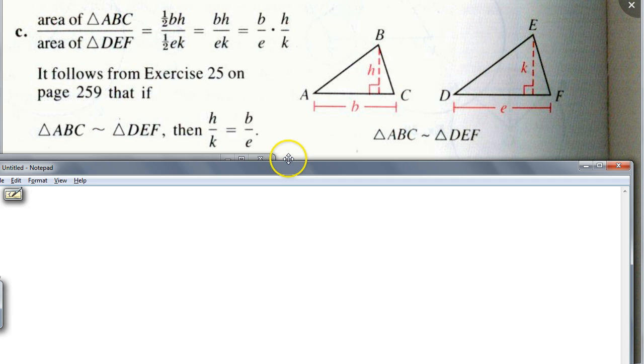So then, how does it help us to see that the ratios of the areas of similar triangles become squares of the scale factor? We know that H to K must be equal to B to E, right? So what do we do next? How about Grace?